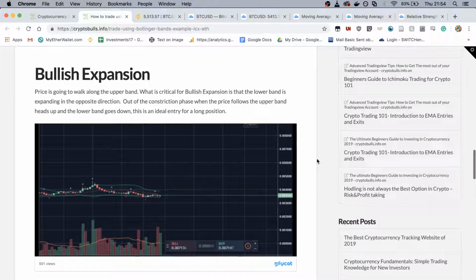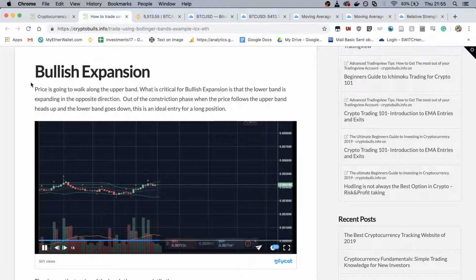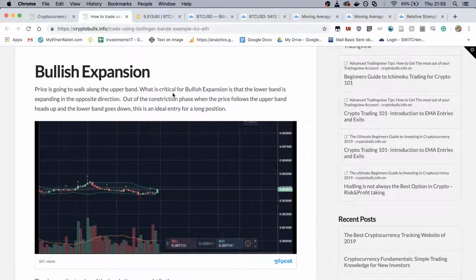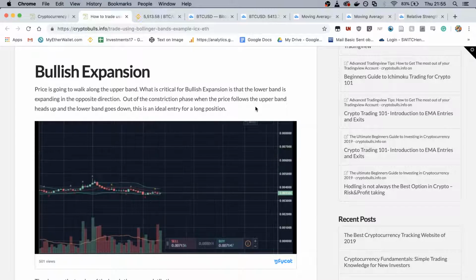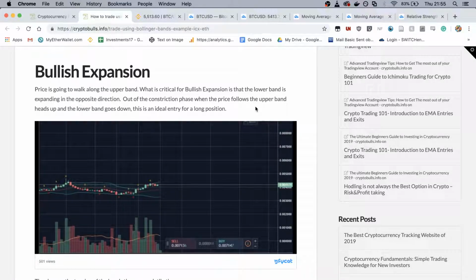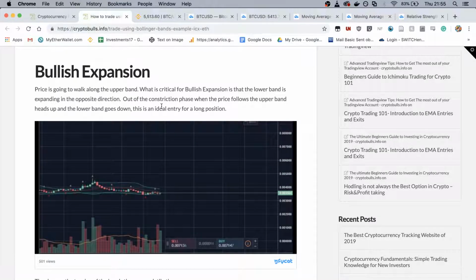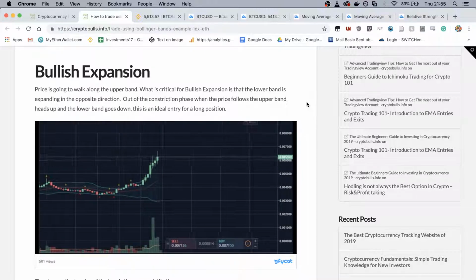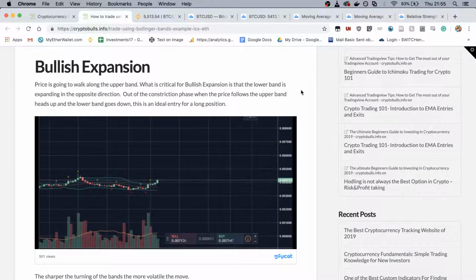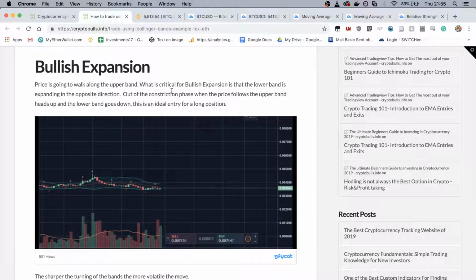Bullish expansion: price is going to walk along the upper band, and what is critical for bullish expansion is that the lower band is expanding in the opposite direction out of the constriction phase. When the price follows the upper band up and the lower band goes down, this is an ideal entry for a long position.